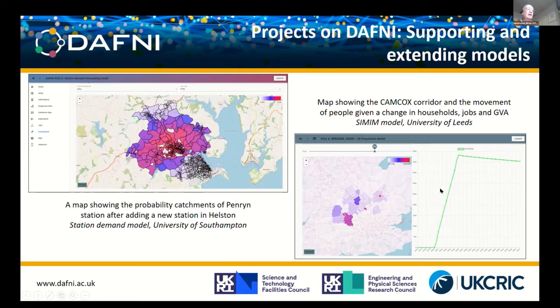And then the second one here is another model called SIMIM, which is looking at changes of economic activity, in this particular case in the Oxford-Cambridge corridor, resulting from changes in infrastructure, and how that changes the economic activity and the gross value added of that area. So these are examples of where we brought existing models onto the platform and ran them, making them accessible and also scaling them up.